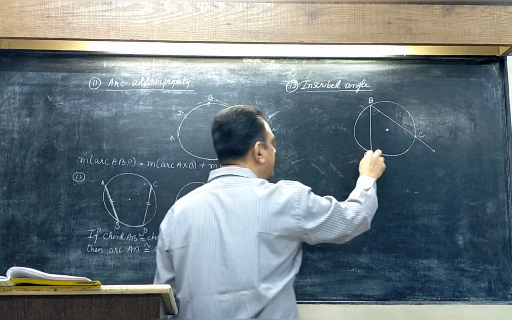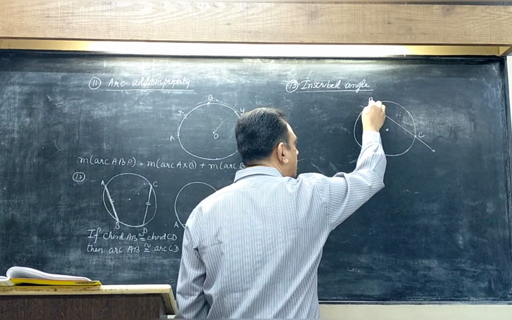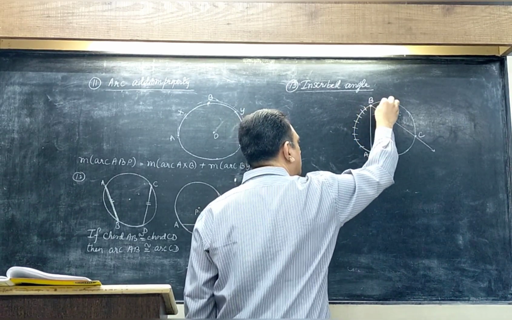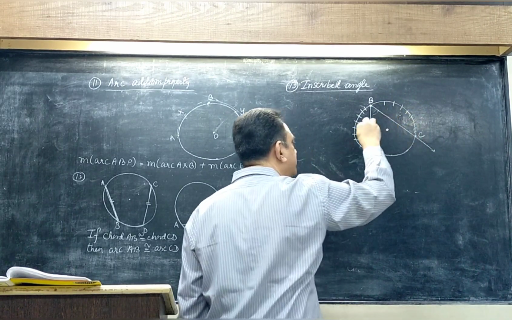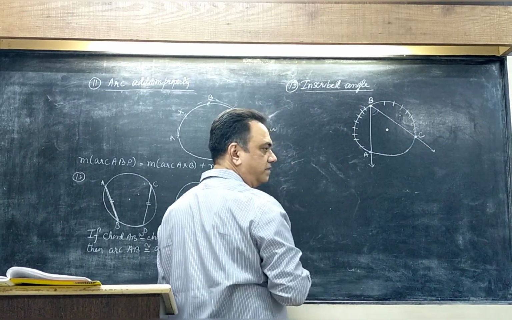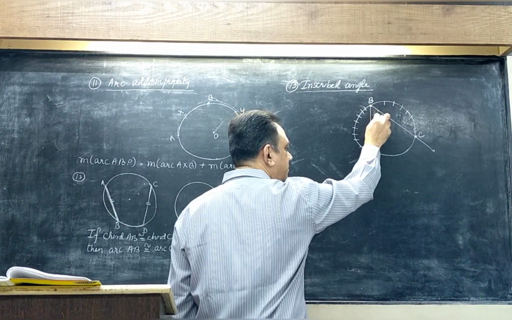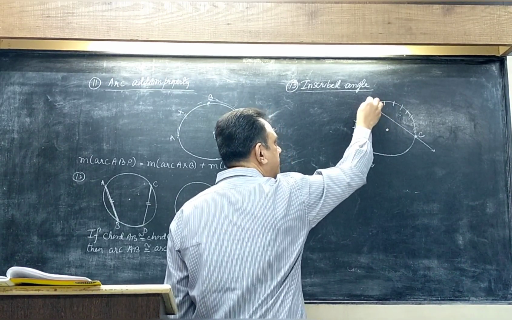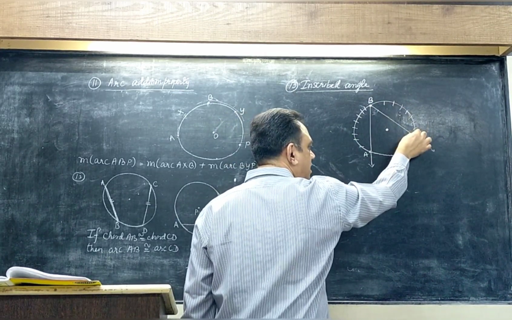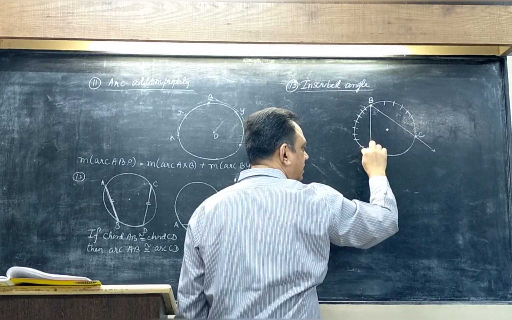Now, why is this angle ABC called an inscribed angle? Because its vertex lies on the arc and the endpoints of the arc lie on the sides of the angle. Why is angle ABC called an inscribed angle? Again I repeat, because the vertex of the angle lies on the arc and the endpoints of the arc lie on the sides of the angle.